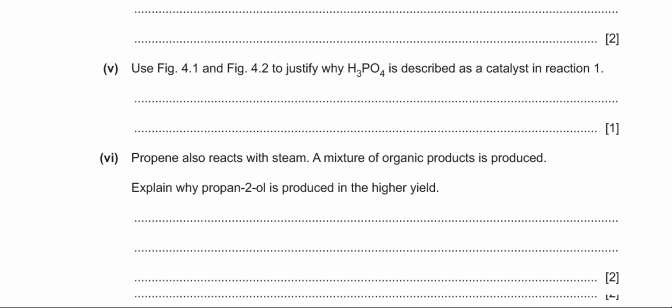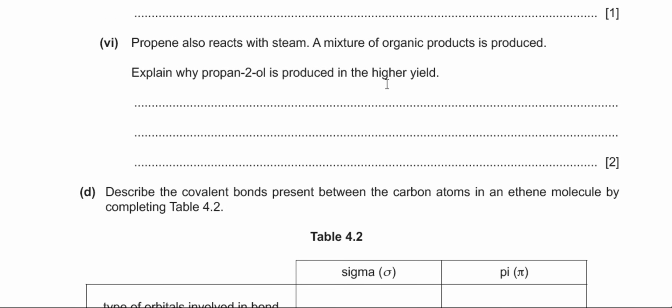Next part, he says that propene also reacts with steam. A mixture of organic products is produced. Explain why propan-2-ol is produced in the higher yield, because it is a major product. But because he is demanding an explanation, what are we going to write?